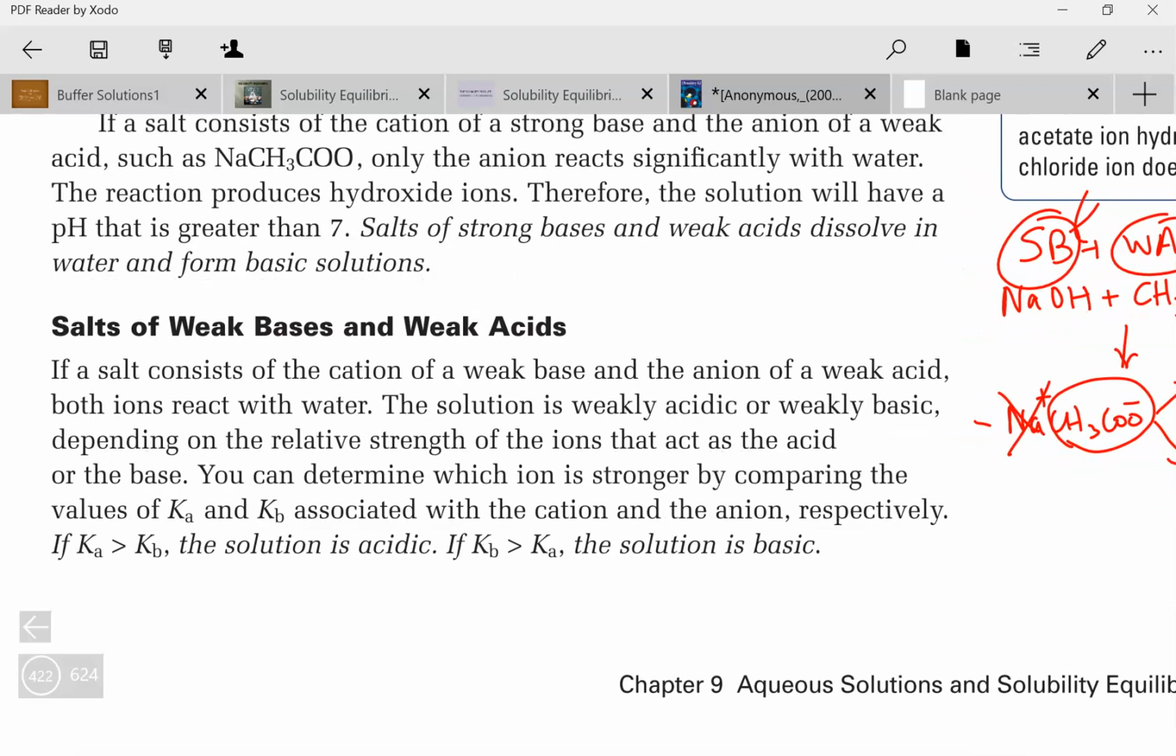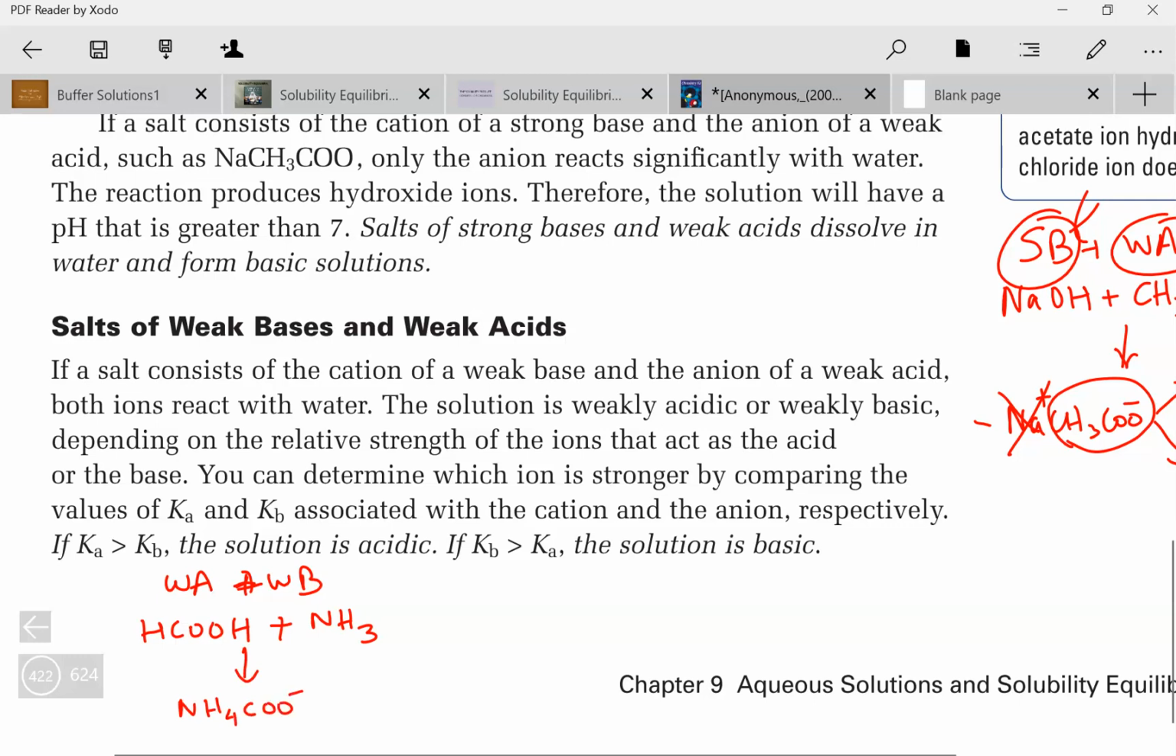Right, so now we will briefly look at a Ka-Kb reaction of something else. I'm going to do what happens when a weak acid reacts with a weak base. For example, let's say the weak acid is methanoic acid, which reacts with ammonia. This is going to give us the salt NH4COO, or rather NH4 plus and HCOO minus.